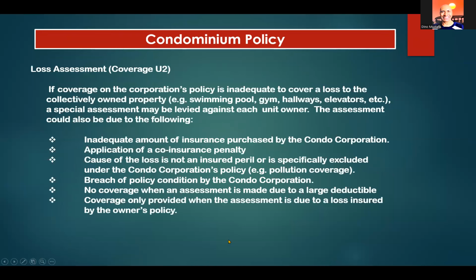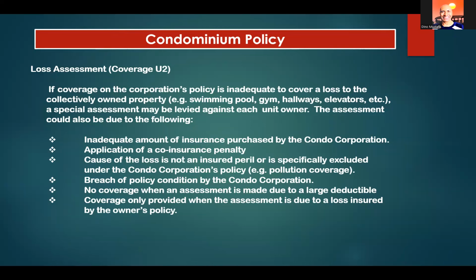The loss assessment, we already talked about it, so you have a good idea about why. See here, there is some property that is collectively owned: swimming pool, gym, hallways, elevators, and all of that. If something happened to them, like a loss, then the condo unit owner's policy, your policy, has some coverage. Now, why they come, I already gave you, the condo corporation comes to you asking for money. I already gave you some idea, but here are some more examples. Inadequate amount of insurance. Oh, I'm so surprised. I just told you, okay, they never have enough coverage, okay?